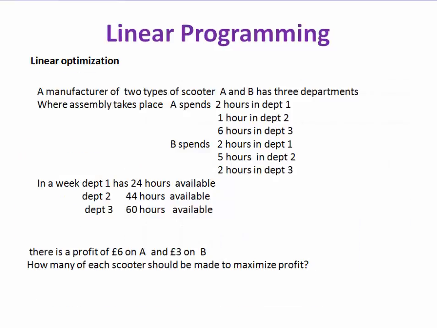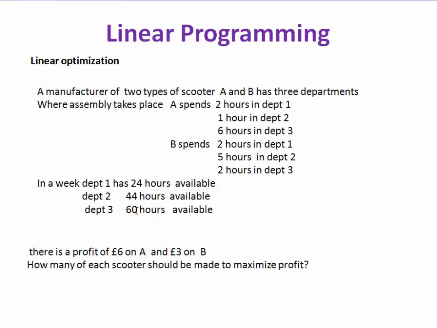So in this second example, a little bit more complicated, there's a manufacturer and he's making two types of scooter, A and B. And these scooters, A and B, go through 3 departments where assembly takes place. A spends 2 hours in department 1, 1 hour in department 2, 6 hours in department 3. Scooter B spends 2 hours in department 1, 5 hours in department 2, and 2 hours in department 3.